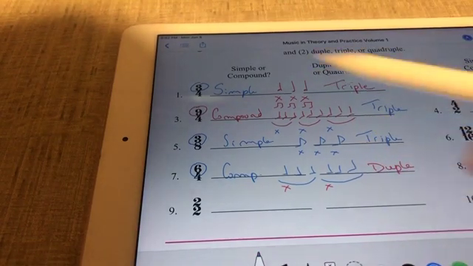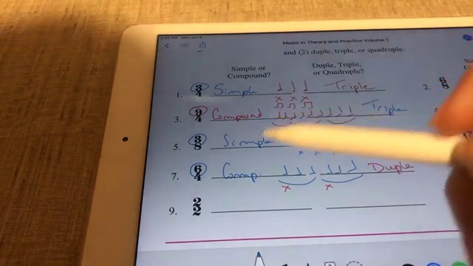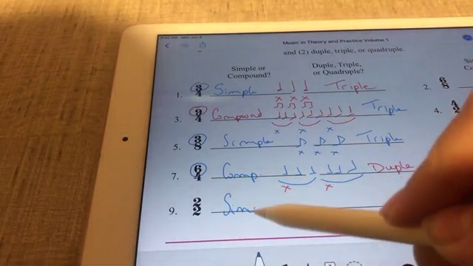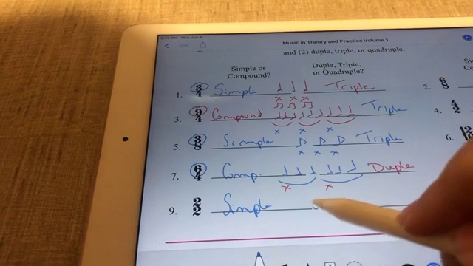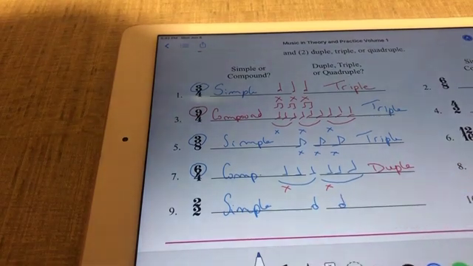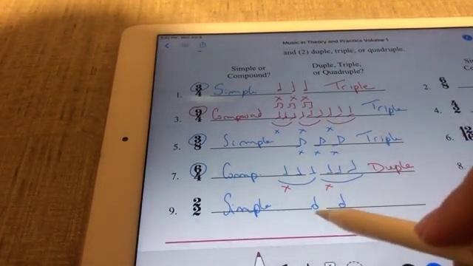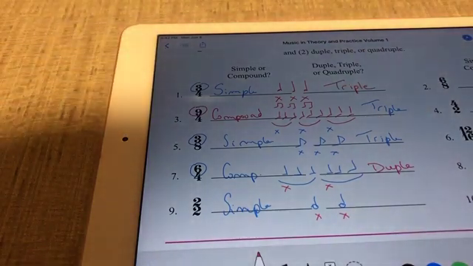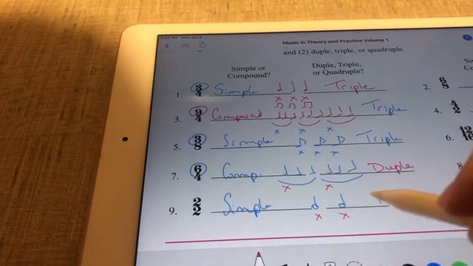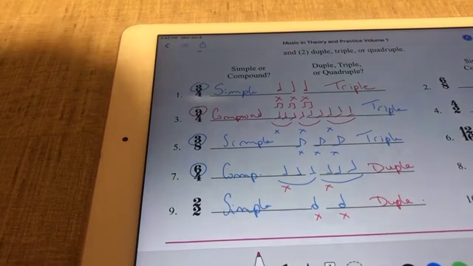2/2. Again, 2 is smaller than 4, so therefore it is simple. 2/2 means I have 2 half notes. Each of these half notes takes the pulse. How many pulses do I have? 2, therefore it is duple. Let's continue.